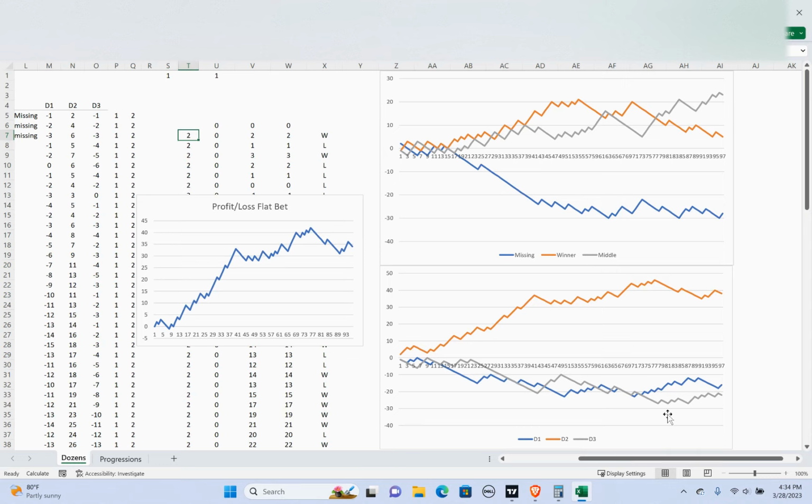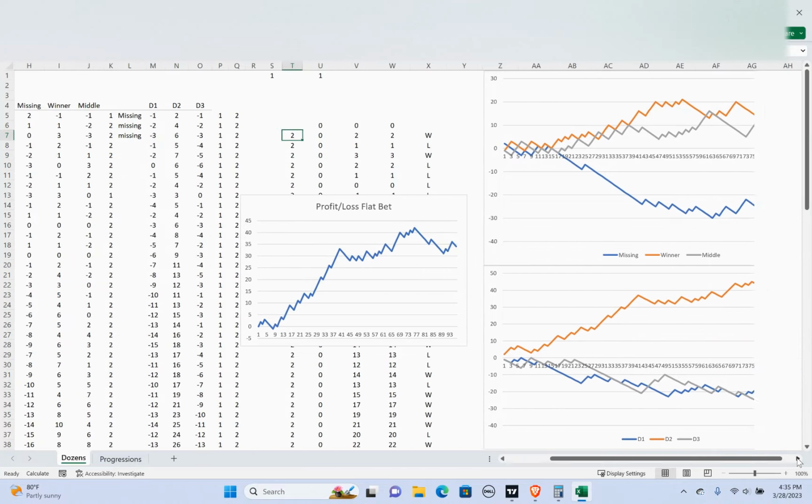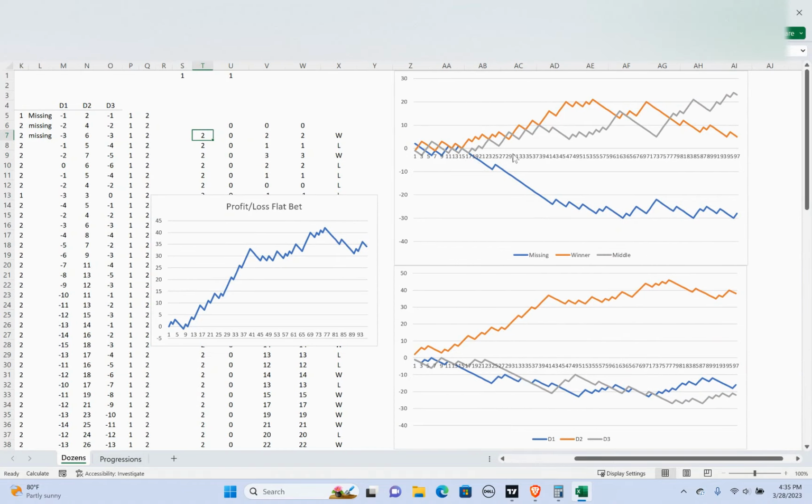So on this chart here, we're looking at data from, I believe, 100 spins. On this top chart, the orange line is the performance if you were playing following the winner. The blue line is the performance if you were playing the dozen that I'm calling missing, but it's the dozen that hasn't come out in the most times. And then the gray line is what I just labeled middle. It's the one that's come out not last but second to last. Hopefully that makes sense.